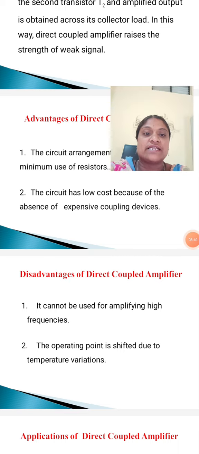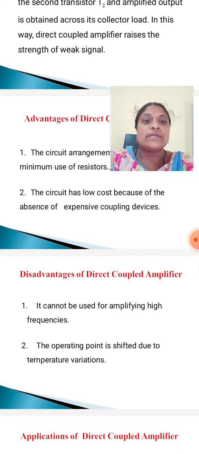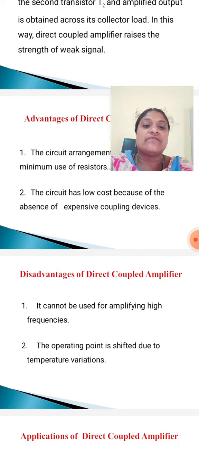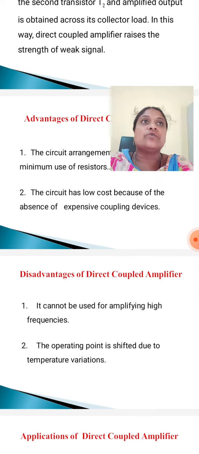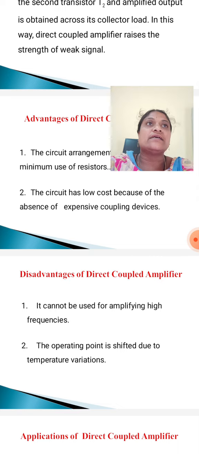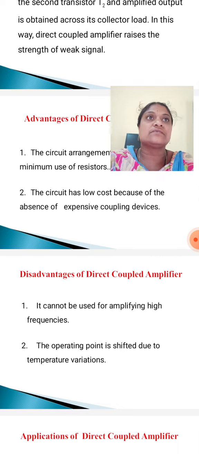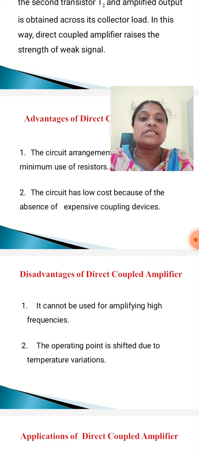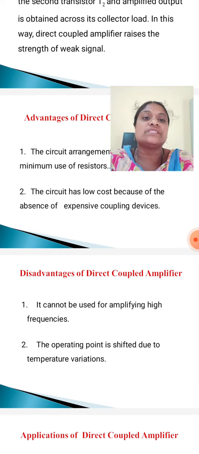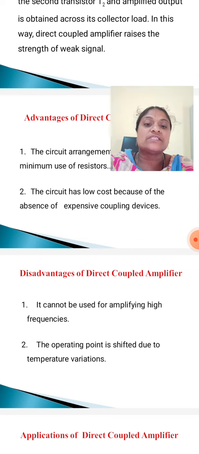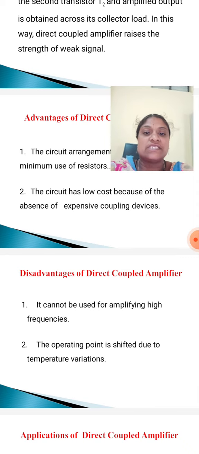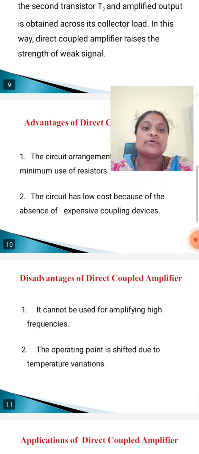The second disadvantage is that the operating point is shifted due to temperature variations. The output is obtained exactly at the center of the operating point in the active region, but this operating point goes near to the saturation region or near to the cutoff region. So the operating point changes due to temperature variations. That's why the output signal is not formed exactly. So these are the disadvantages of the direct coupled amplifier.